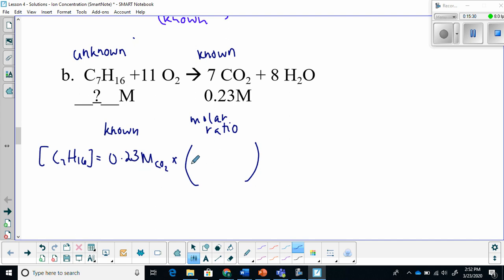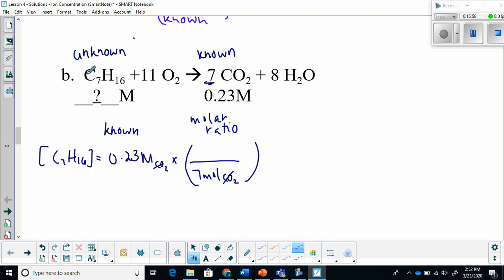Okay, and like I said, this is how you set up a molar ratio. Currently carbon dioxide is in the numerator. We need to get rid of that, so we divide by the coefficient of carbon dioxide. We actually have 7 moles of carbon dioxide in this reaction. Perfect, that gets rid of carbon dioxide. But we still need to link to our unknown.